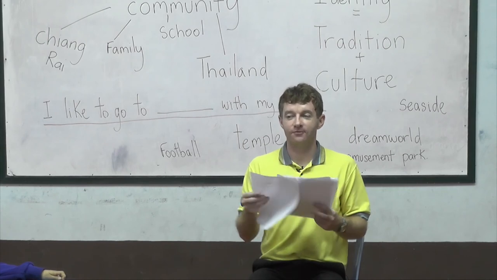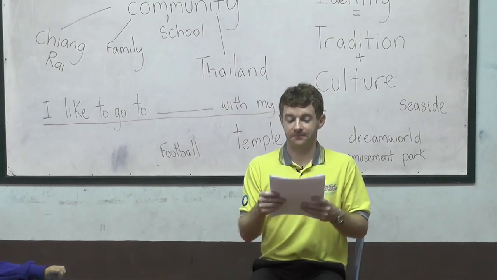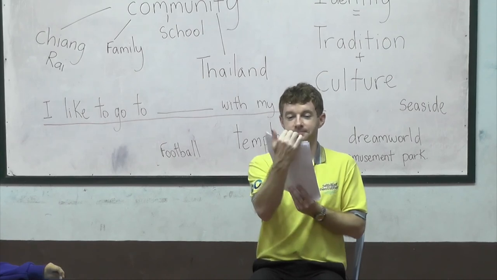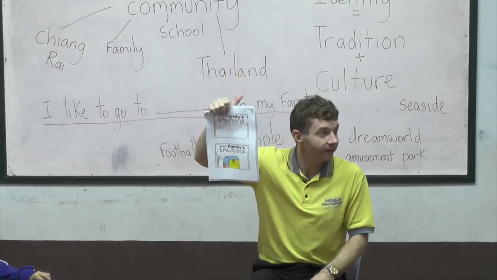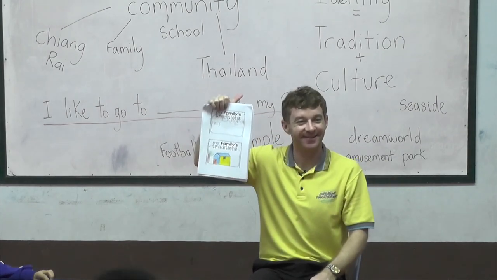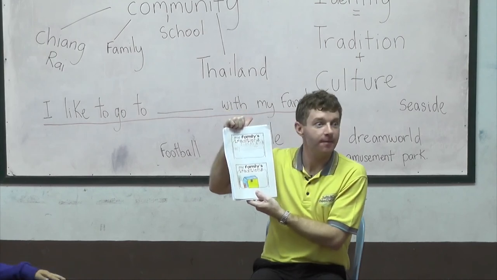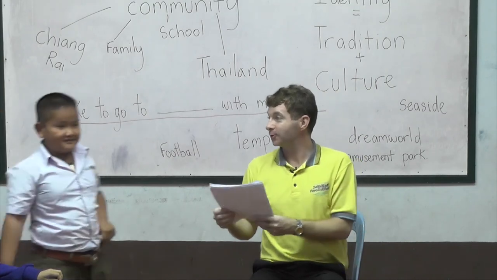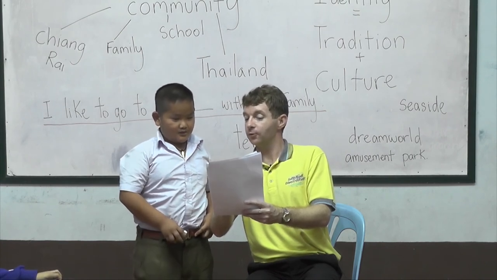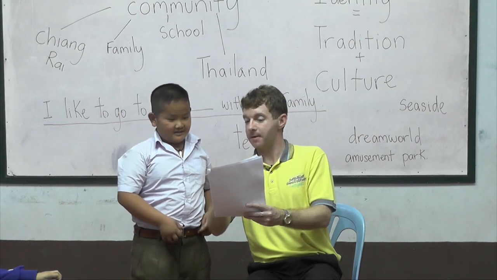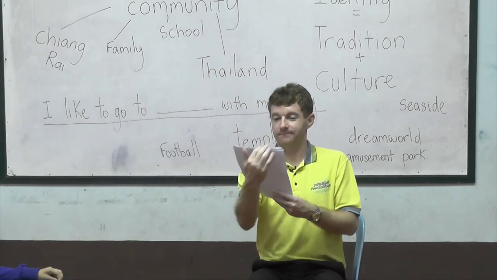Next one, let's see, who's next? Pat. No. Net. Who? Net. Net, is this yours? Come on, Net. Excellent drawing of a temple. So you ready? We'll speak together. I like to go to temple with my family. Family. High five. Excellent. Round of applause.